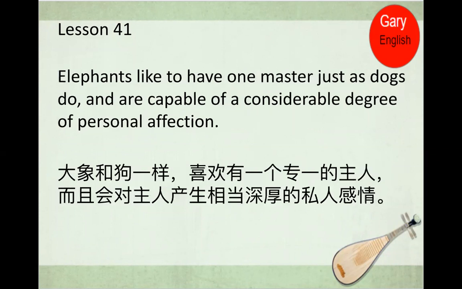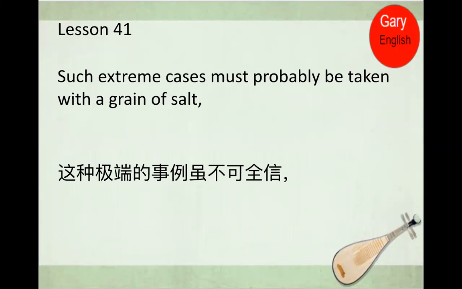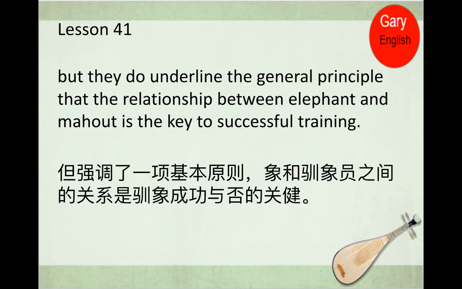Elephants like to have one master just as dogs do, and are capable of a considerable degree of personal affection. There are even stories of half-trained elephant calves who have refused to feed and pined to death when by some unavoidable circumstance they have been deprived of their own trainer. Such extreme cases must probably be taken with a grain of salt, but they do underline the general principle that the relationship between elephant and mahout is the key to successful training.